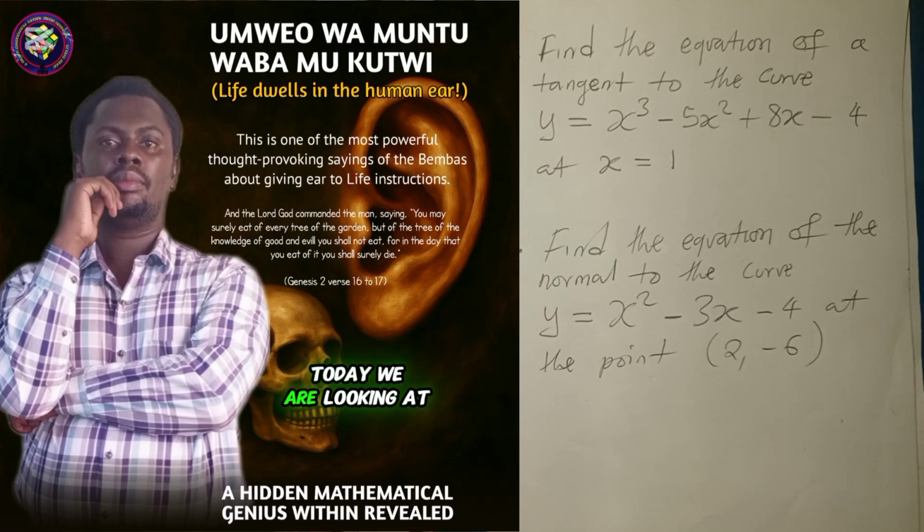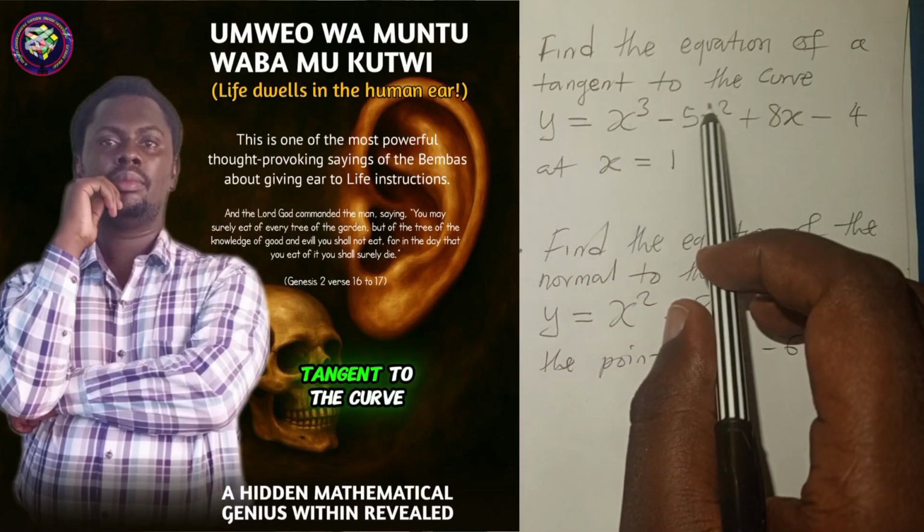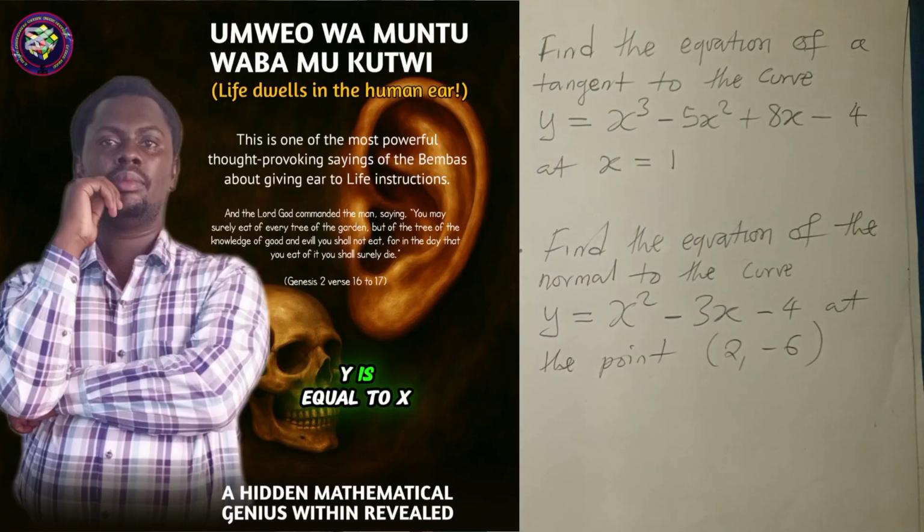Today we are looking at calculus, and it is a continuation on differentiation. So this is just application of differentiation. Okay, so we are told to find the equation of a tangent to the curve y is equal to x cubed minus 5x squared plus 8x minus 4 at x is equal to 1.